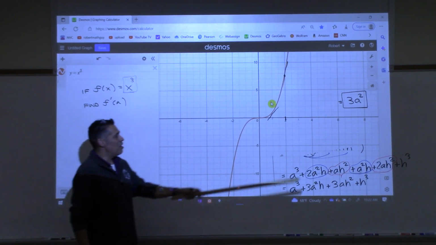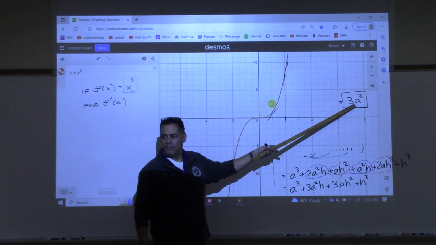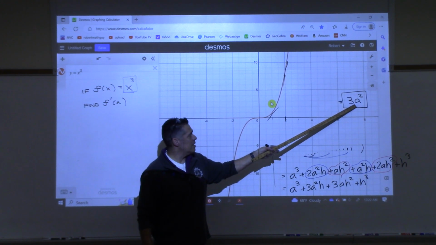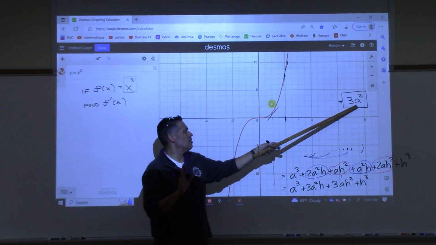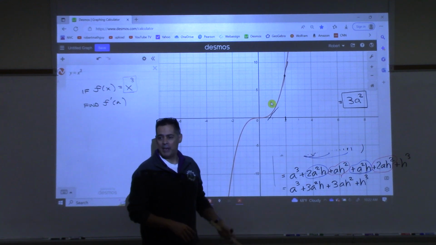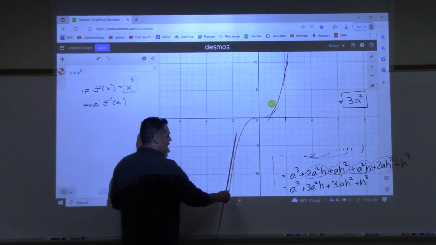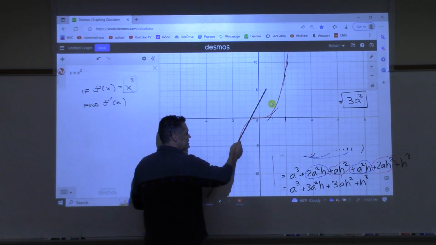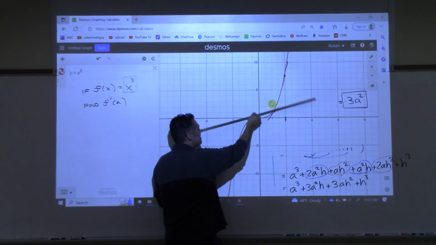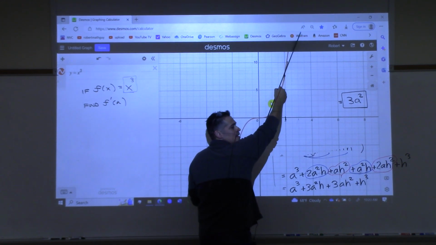Do you all see that the slope is always positive, no matter what? Because you're squaring, well, it could be 0, but other than that, it's never going to be negative, right? Do you all see it, this graph? No matter where you are on this graph, do you see that the slope of the tangent line is positive? Except here it's 0, but otherwise it's always positive, yes?